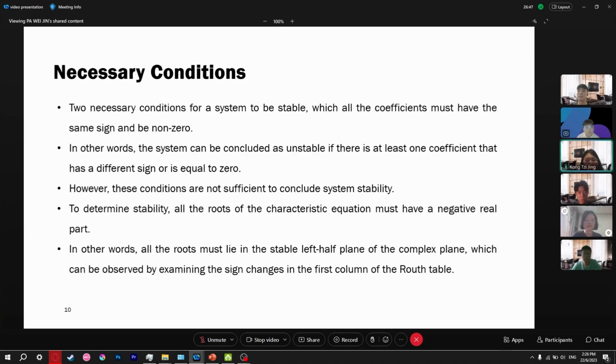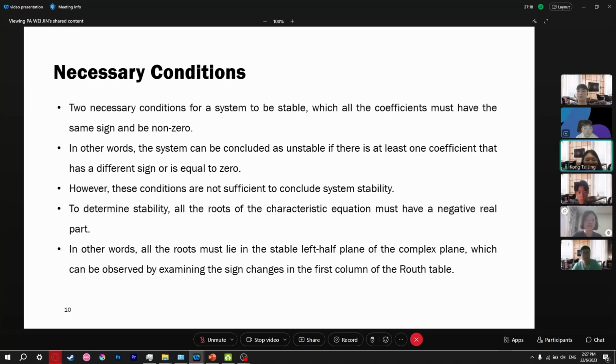Hence, the necessary conditions for the Routh-Hurwitz stability criterion are, first, all the coefficients must have the same sign, and second, the coefficients must be non-zero. In other words, we can say that the system is unstable if there is at least one coefficient that has a different sign or is equal to 0. However, the necessary conditions are not sufficient for us to conclude the system stability.